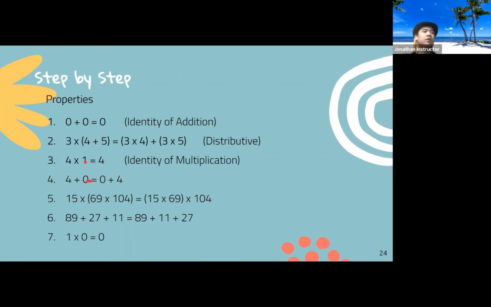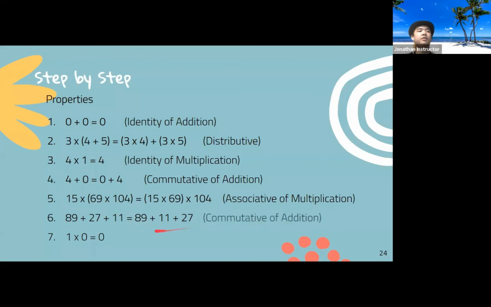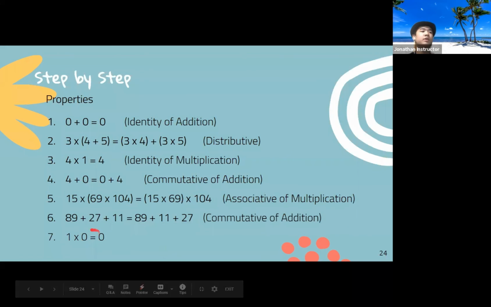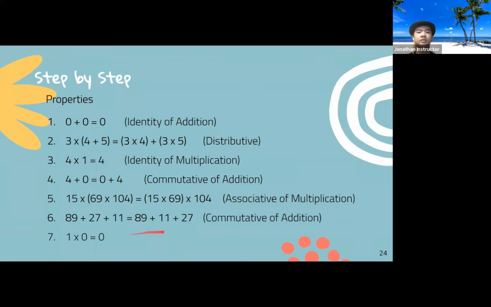4 times 1 is equal to 4. That's identity. And then what about 4 plus 0 equals 0 plus 4? That is the commutative property of addition. You just remember the order does not matter. That is what commutative is. What about this one? You're just moving parentheses. Nothing else is changing. So that is the associative property of multiplication. And then as for this one, this is commutative. This 89 is a red herring. You're just moving the 27 and the 11, and the 11 plus 27. So it's just the commutative property.